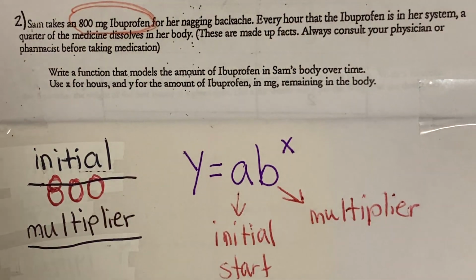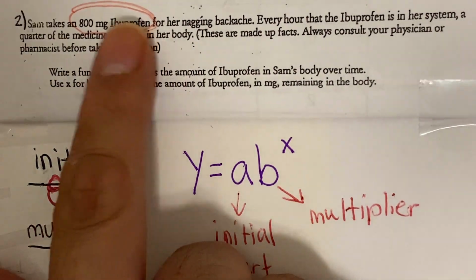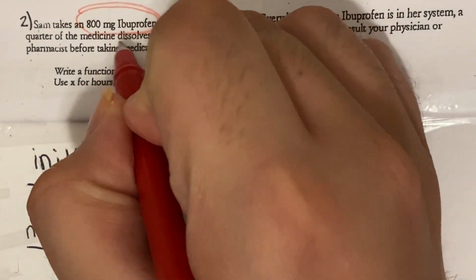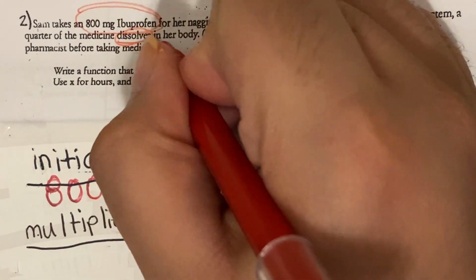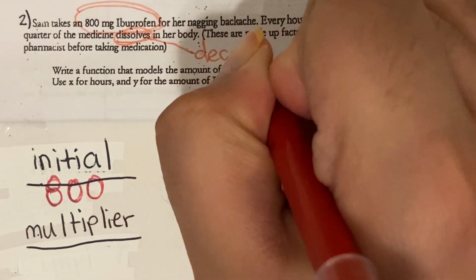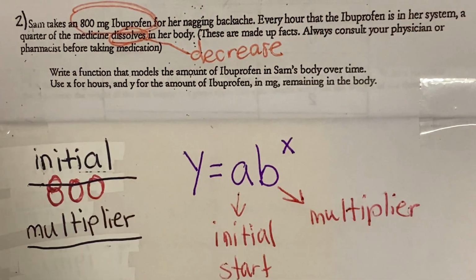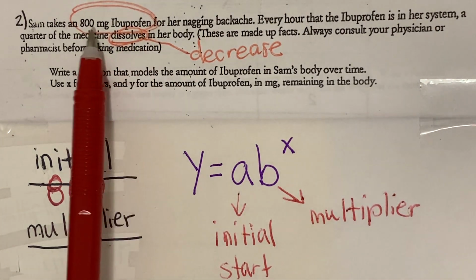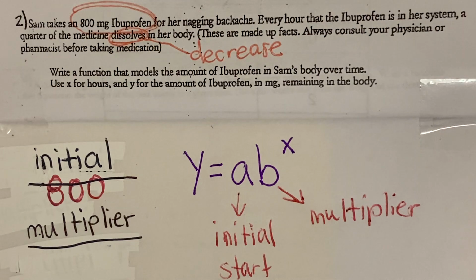Okay, so our initial value is 800, and then our multiplier, right? So it says it dissolves in her body. So dissolves means that it's going to decrease. This dissolves means like decrease. That does not mean increase. Dissolve means that it's going to go away. It's going to become smaller in size. So there's not going to be as much milligrams left.